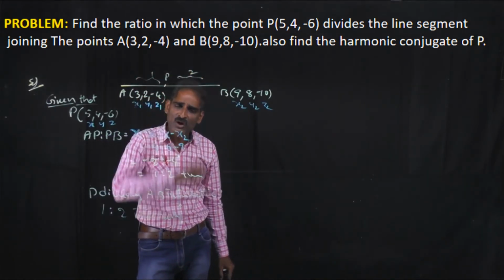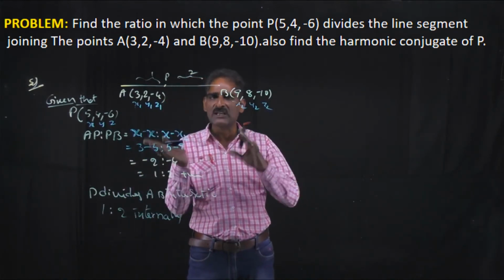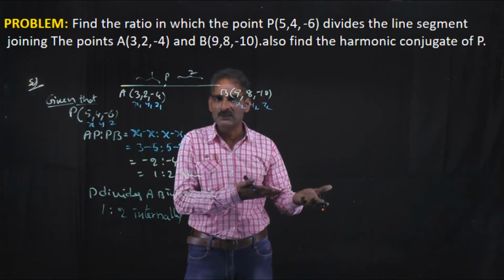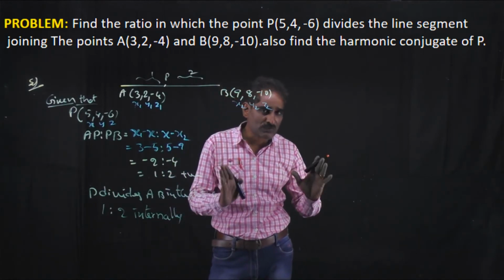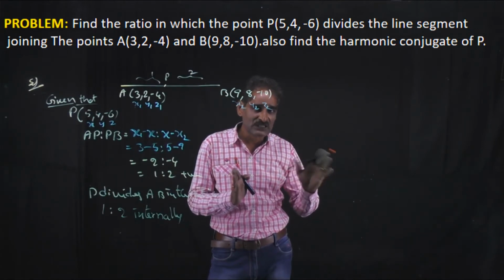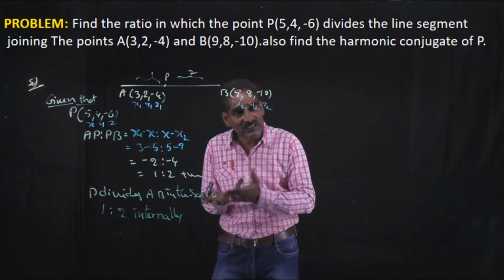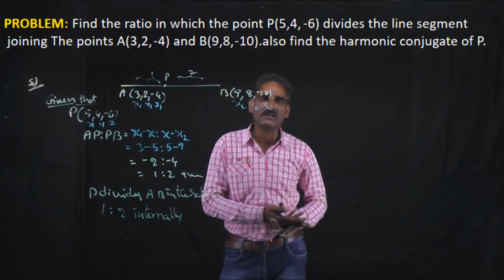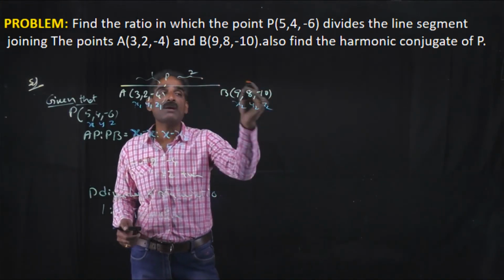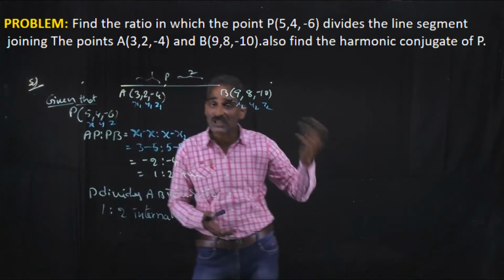Understand? Now here we have to find out the harmonic conjugate of P. Harmonic conjugate means a point which divides the line segment AB in the same ratio externally. It's the opposite side. So if P and Q are said to be harmonic conjugate points, it means these two points divide the line segment AB in the same ratio. One is internally and another one is externally. If the first one divides externally with the same ratio, the second one divides internally. So if this is the position of P, the Q may be the right side of AB or left side of AB, but the ratio is same.